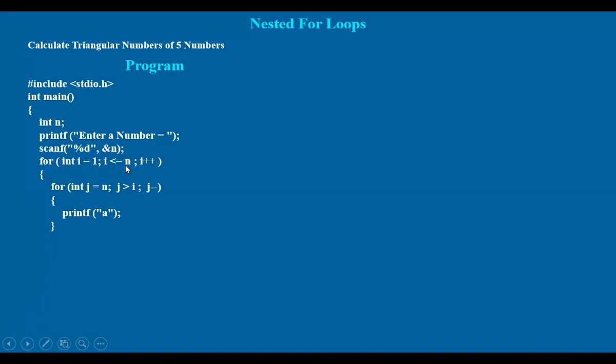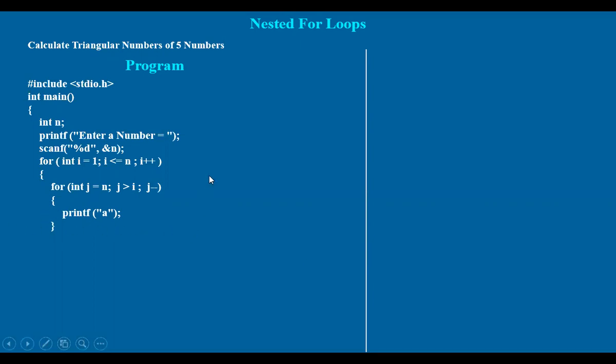So, I is initiated as 1. N value is 5, so I is less than or equal to 5, and this loop continues. J is equal to 5 now. J is initially 5. 1 value will be printed. So let us see what happens. Only the program is executed up to this extent.